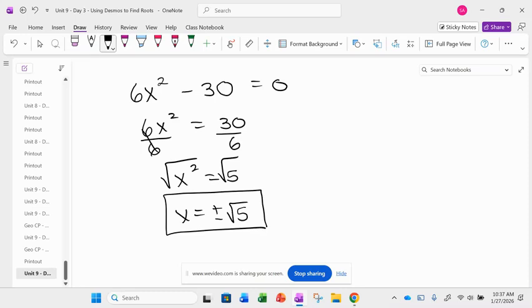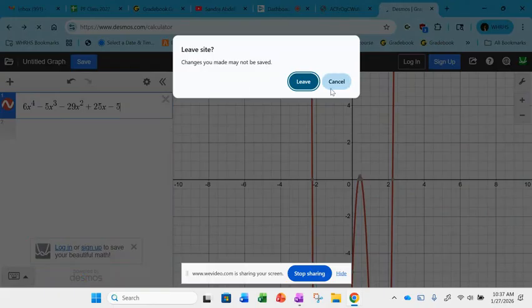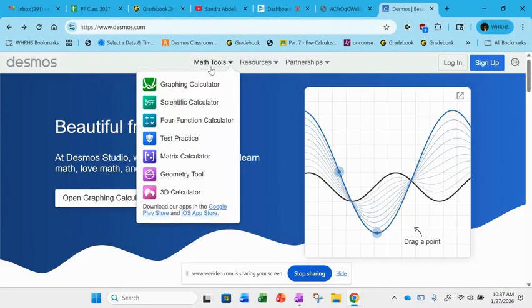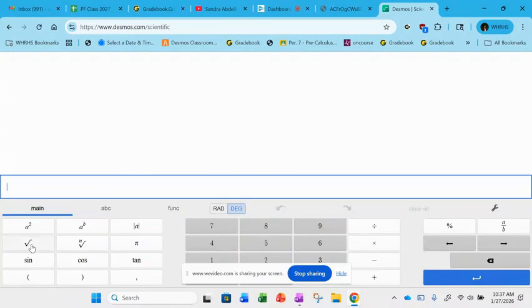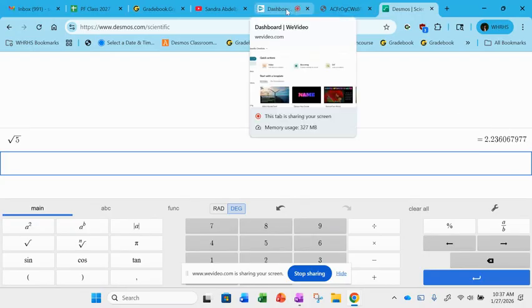If you were to type in the square root of 5 into your calculators, I guess we could go to Desmos and do that. Let's leave site. So if I just want to do the square root of 5 and enter, how do I get my answer here? 2.236. Isn't this the same decimal we had seen there? So there we go. All right, let's do another one.